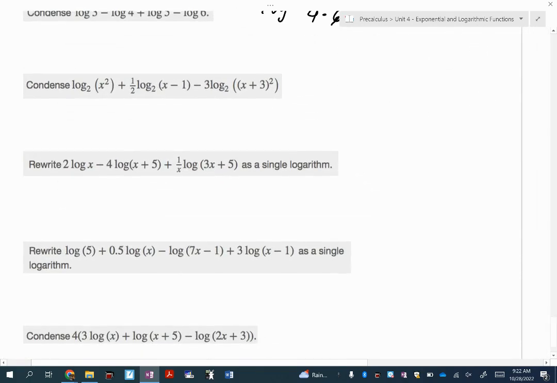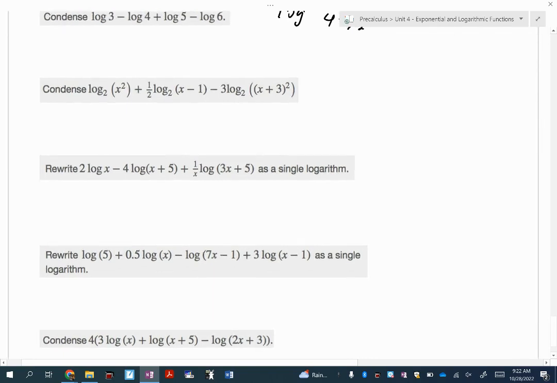Okay, let's see how you feel about this. On this one, when you're condensing, if you've got coefficients in front, you want to move them to the back to be powers. So these numbers, I'm going to move to the back to be powers.